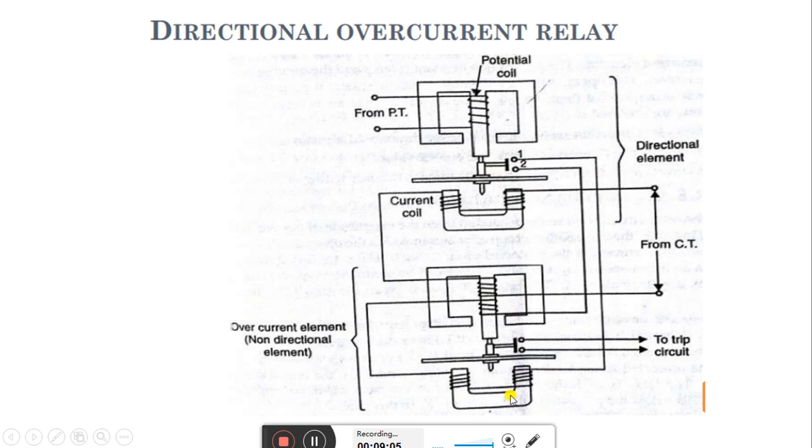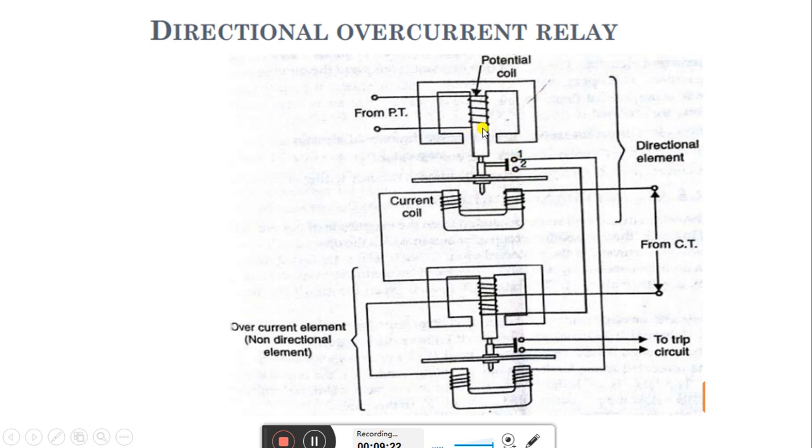So it is necessary that to operate a directional overcurrent relay, we should operate this directional element first. This is the directional element. How can we identify the directional element?